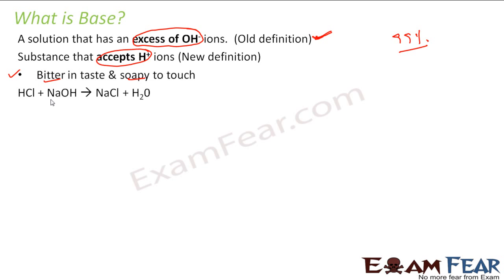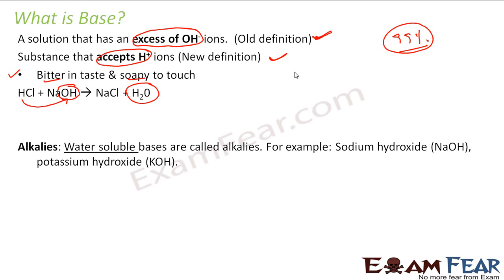And one example was HCl plus NaOH gives NaCl plus H2O. So in this, if you see, this guy has OH minus ion, so this definition is true. Also, the OH minus ion will accept this H plus, and this becomes H2O. So both definitions are true in this case. In 99% of reactions, both definitions are true. Right, so we'll take an example where the first definition fails.